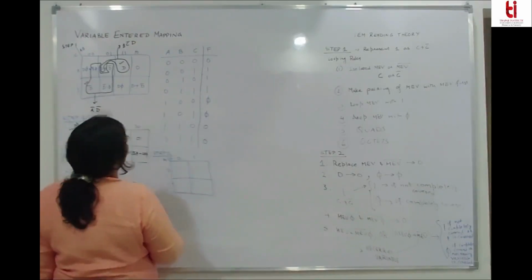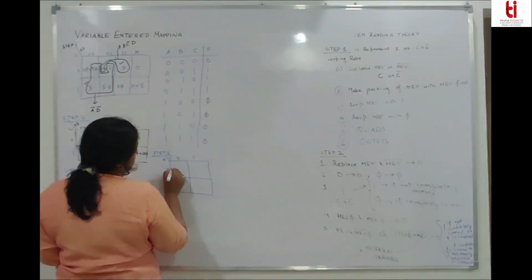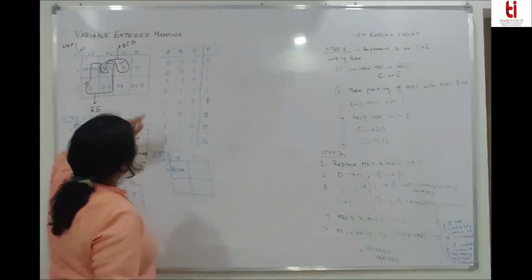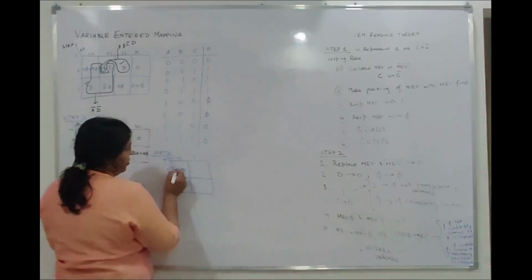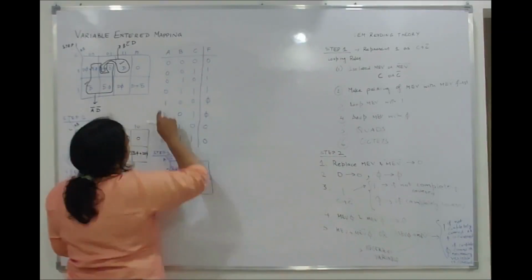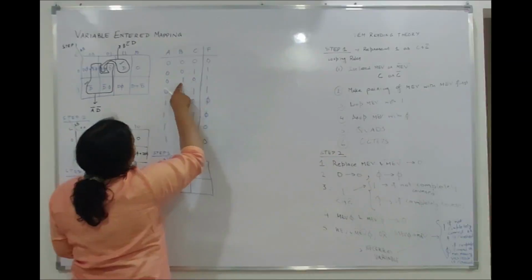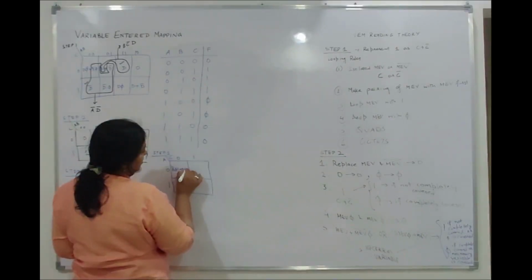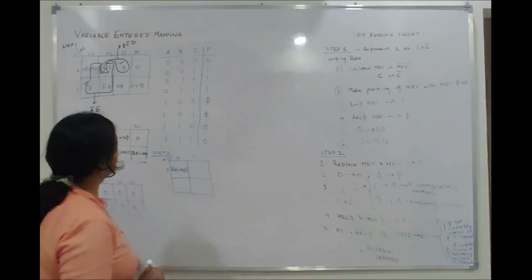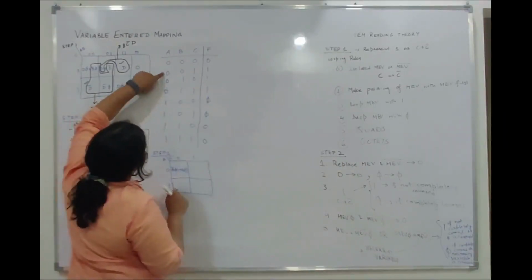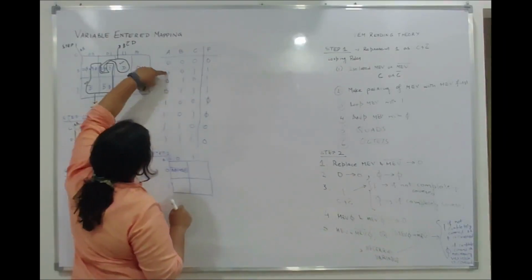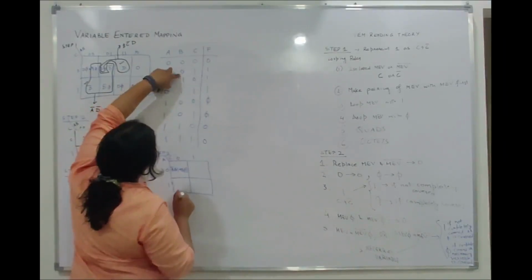So what will happen? For A and C 0 0, what is this? B bar plus B. When A is 0, C is 0, for B bar, F is 0. For A is 0, C 0, for B, F is 1. This is how you have to plot it. Again for A 0 and C 1, for B bar, the output is 1.